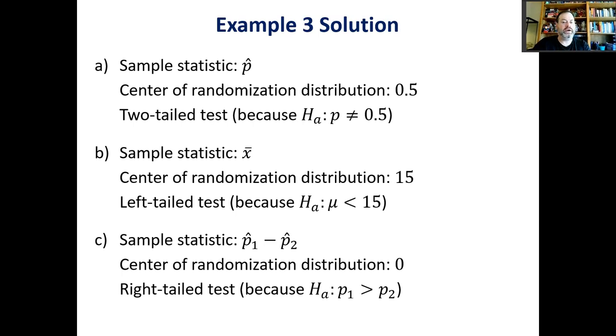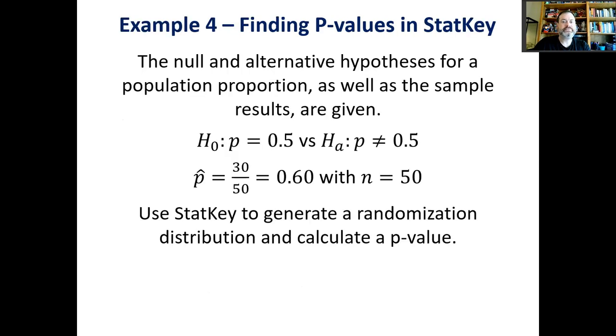In the next example I show you StatKey step by step. What you can do here is go back through and look at stuff we've done, like problems you already did, maybe the homework for 4.1. Think about: do I know the sample statistic? Can I identify the center of the distribution? And is it two-tailed, left-tailed, or right-tailed? You're going to have to practice this as much as you can, because on a test, you have to know how to do it. All right, so let's talk about finding p-values in StatKey.